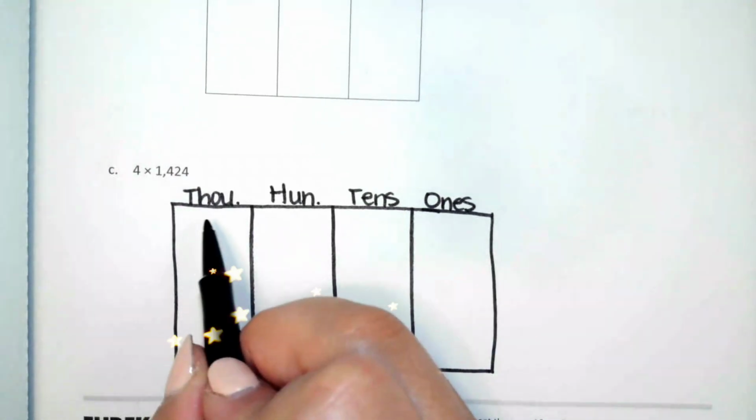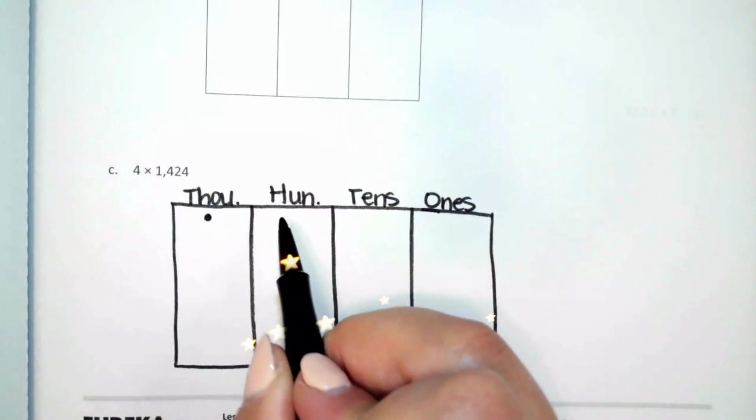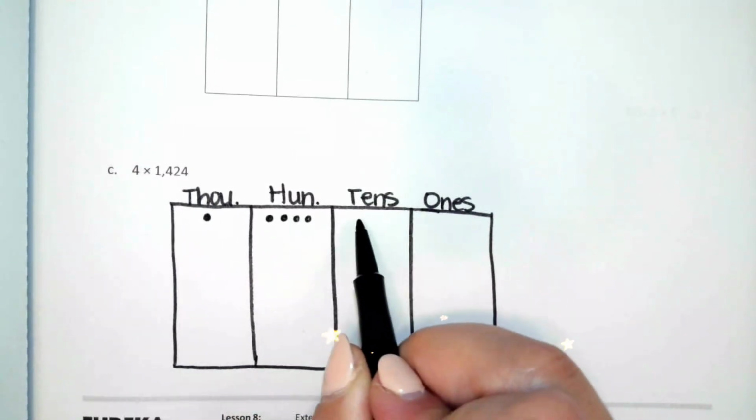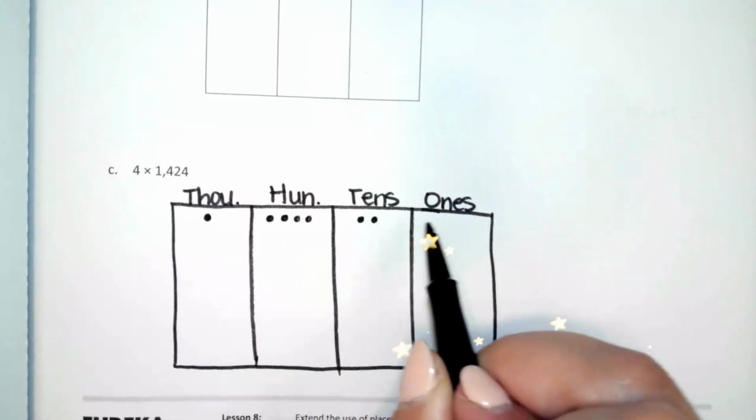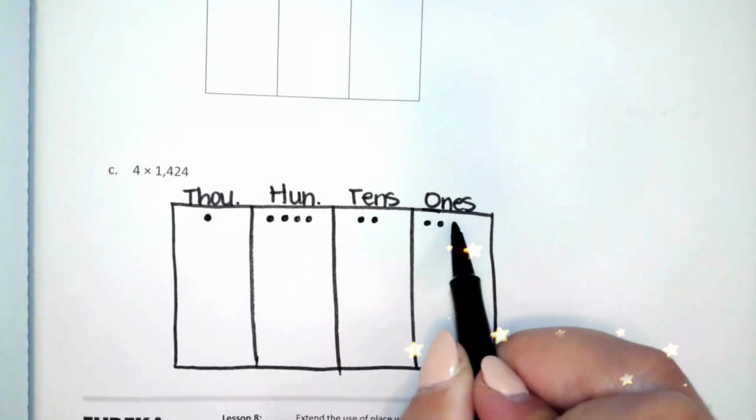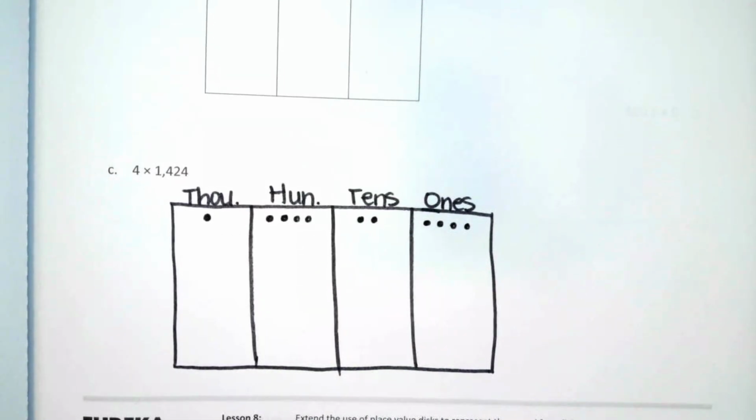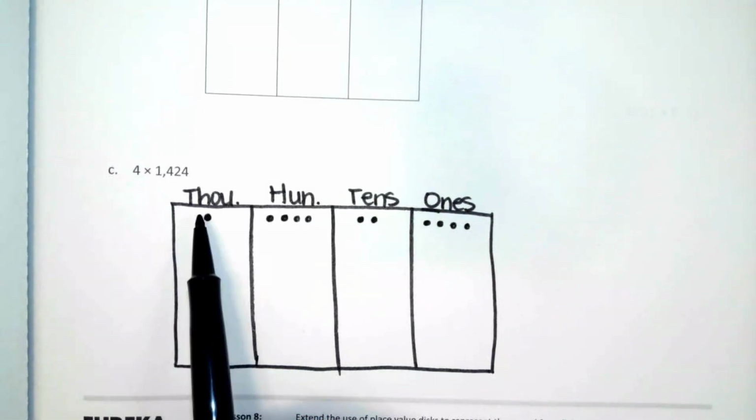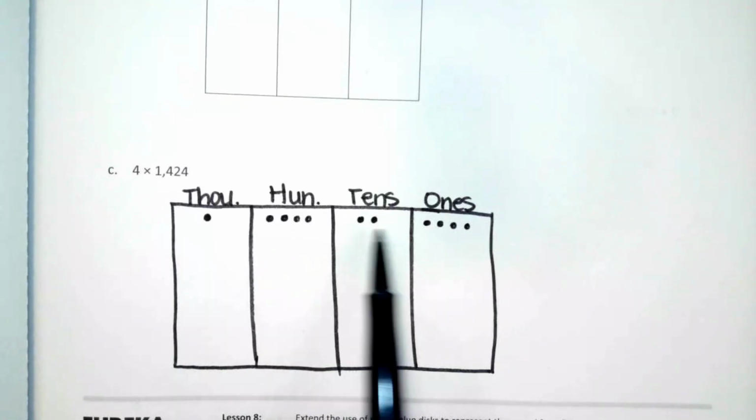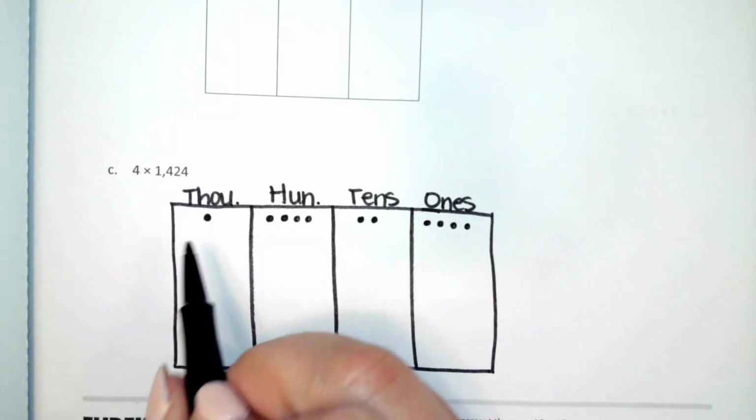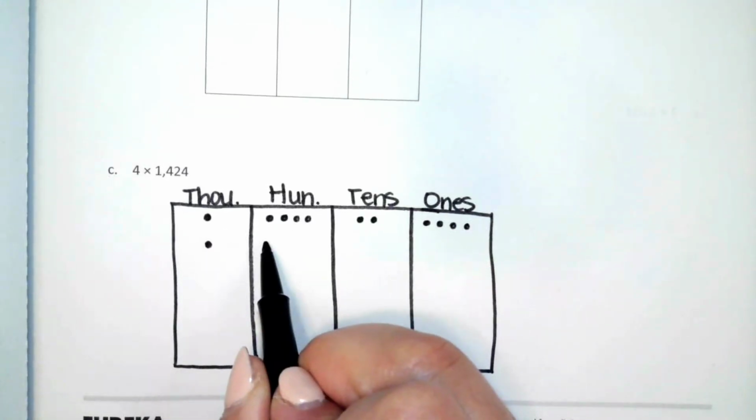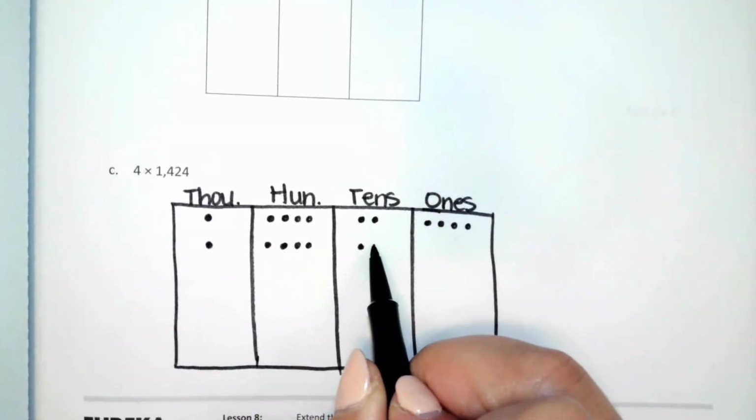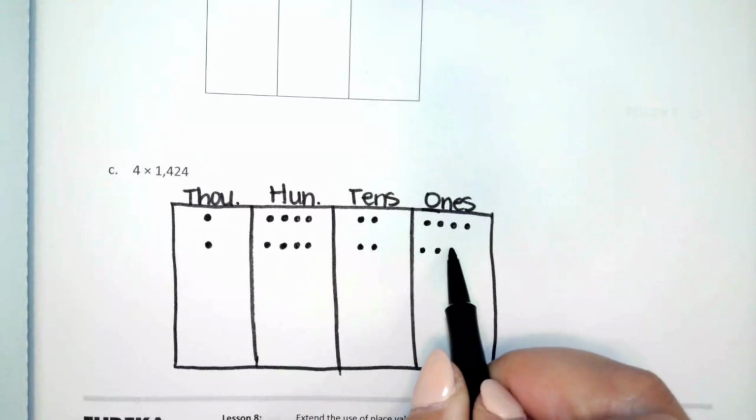So let's draw those discs. 1,000, 4 hundreds, 2 tens, 4 ones. Now it says we're multiplying by 4, so we need 4 rows of 1,424. So make your other rows. They all have to be the same. 1,000s, 400s, 2 tens, and 4 ones.